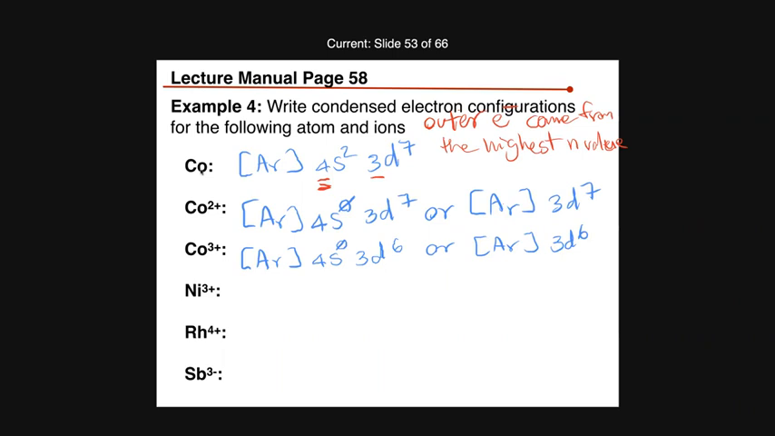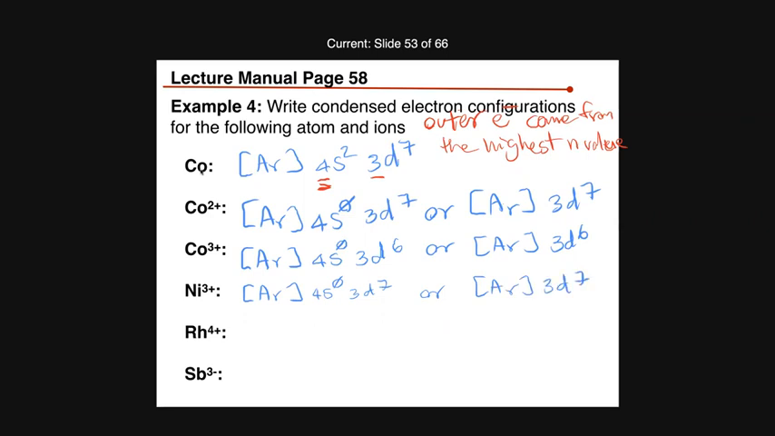All right, let's take a look at nickel 3 plus. If you did it correctly, you have to remove 2 electrons from 4s and 1 electron from 3d, right? So in this case, your answer should be Ar 4s0 3d7, or it can be Ar 3d7. It's the same thing.